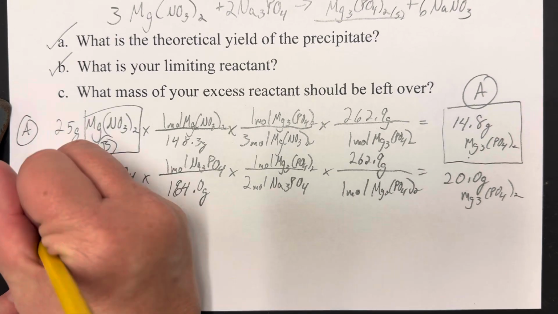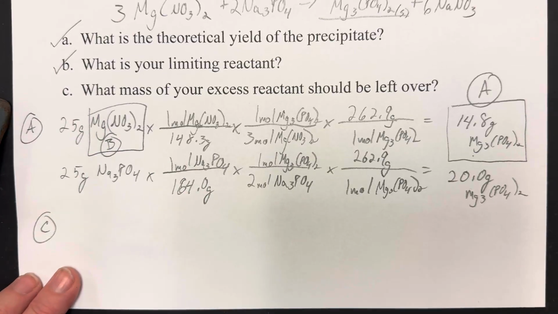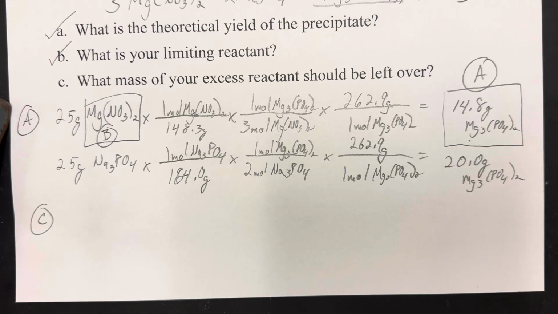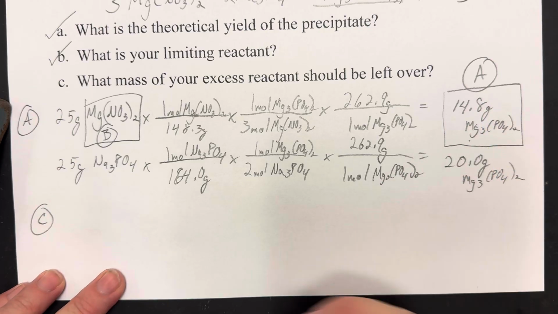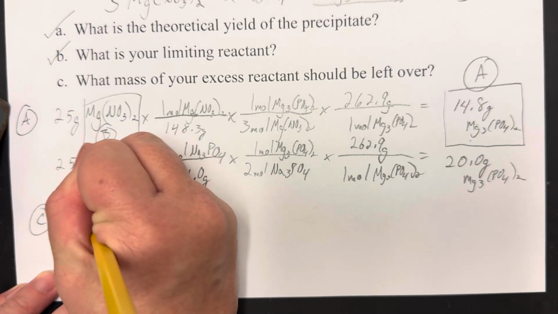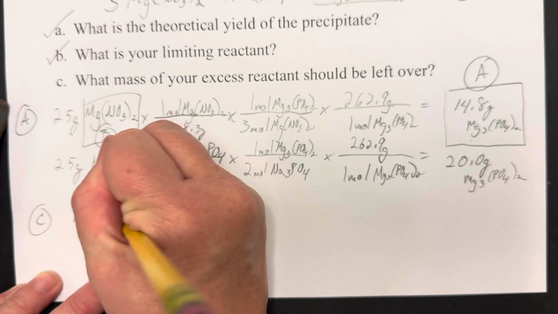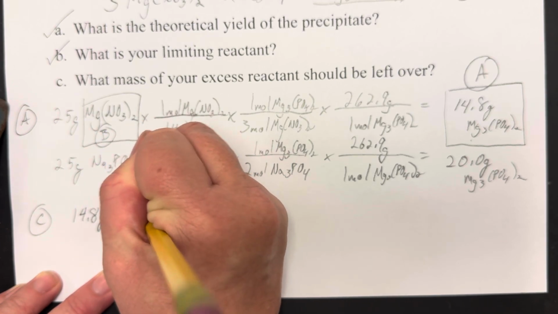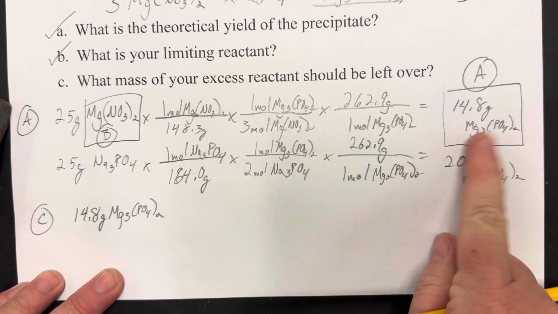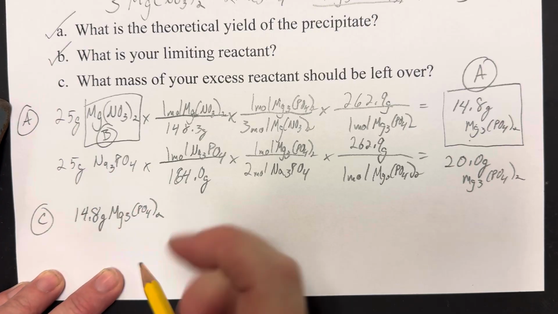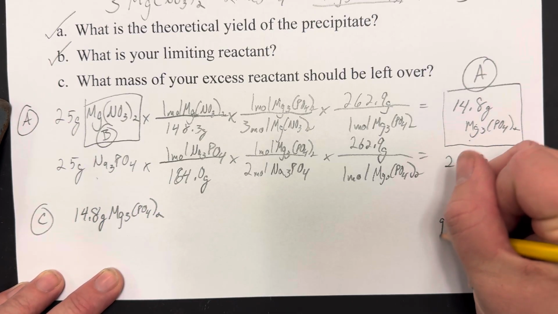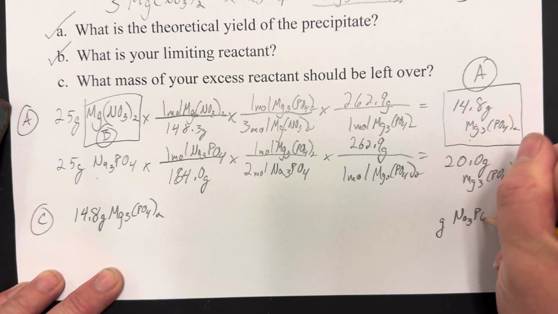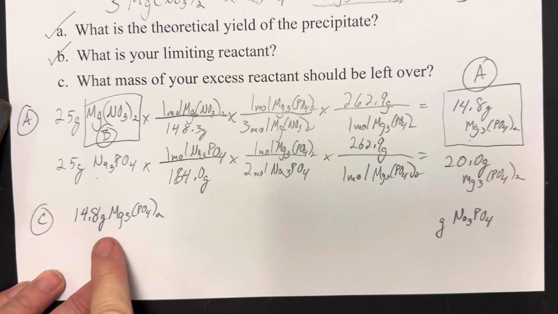What mass of excess is going to be left over? There's different ways of solving this problem. I'm going to show you the way that I like. I like to start with my theoretical yield. So I'm going to start with 14.8 grams of magnesium phosphate. And I'm going to figure out how much of my excess, because remember Na3PO4 is my excess, so I'm going for grams of Na3PO4 it took to make that amount of product.